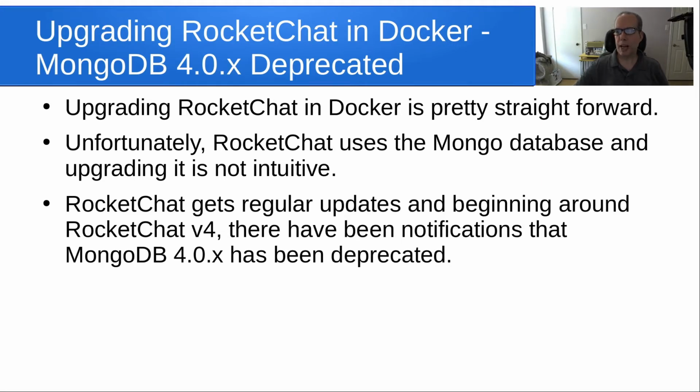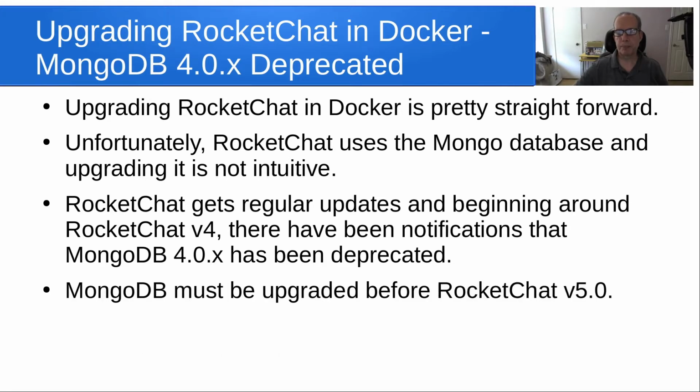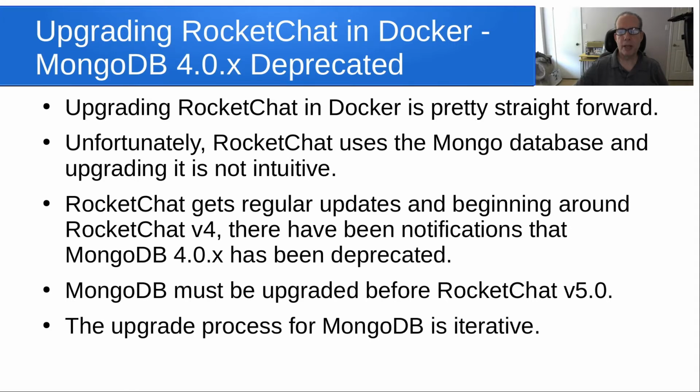RocketChat gets regular updates, and beginning around RocketChat version 4, there have been notifications that MongoDB 4.0.x has been deprecated. So MongoDB must be upgraded before you move to RocketChat 5.0. RocketChat 5.0 isn't released yet, but it's coming fairly soon. The upgrade process for MongoDB is iterative.